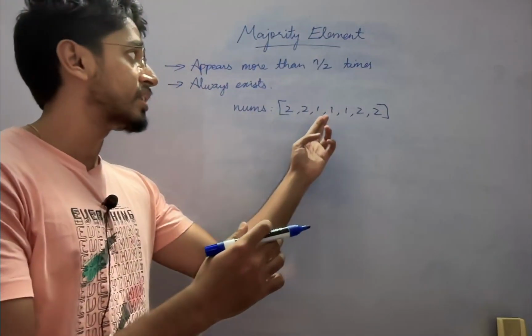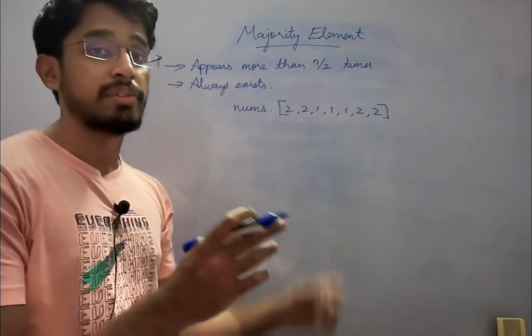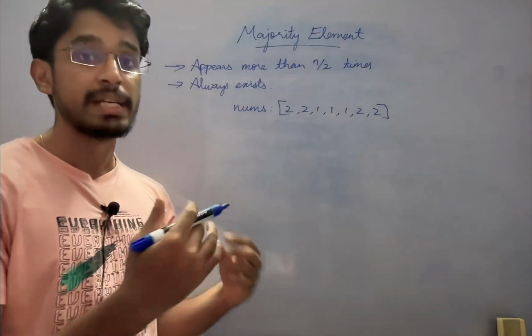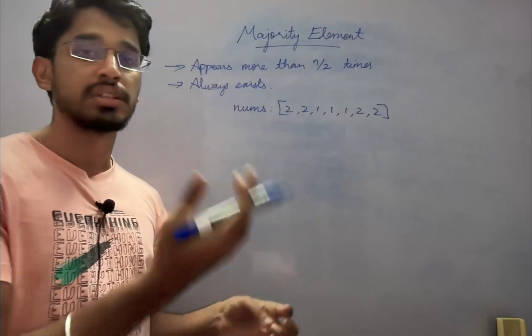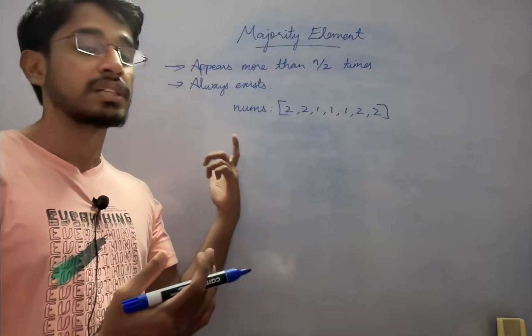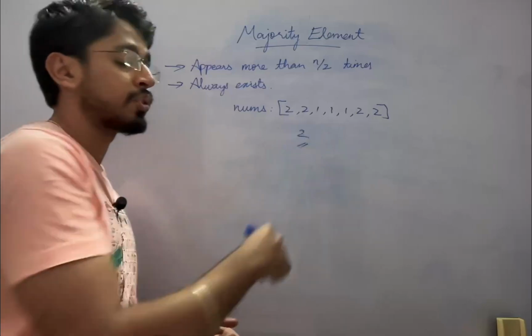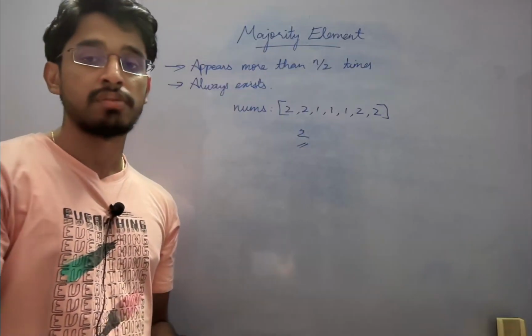So what is the length of this array? That is 7. 7 divided by 2 is 3.5. So the appearance count of number 2 is greater than 3.5, or you can assume 4 itself. So we can return 2 as the majority element. Okay, so how do we solve this?